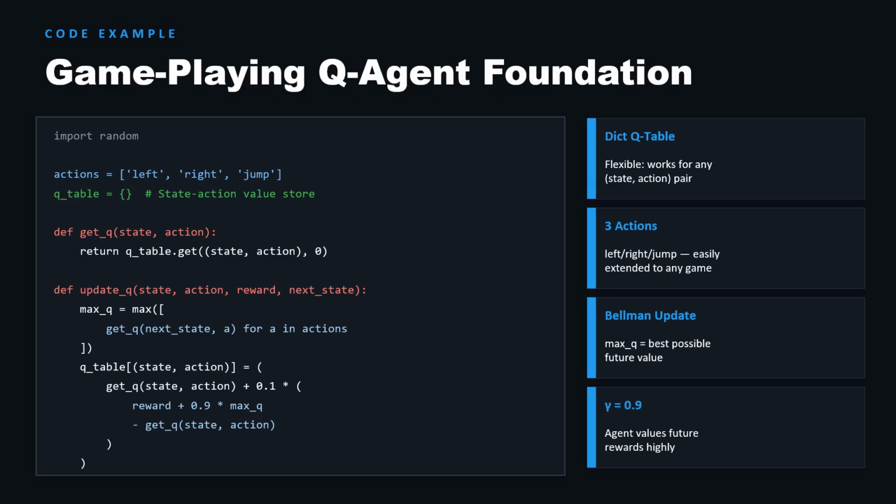This example shows a flexible Q-learning agent. It stores values in a dictionary, works with any state and action, and updates values using future rewards. The agent learns by choosing actions like left, right, jump, and improves over time.